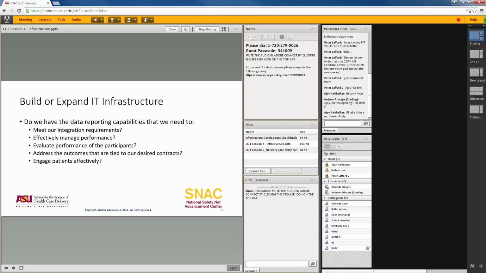And how do you do that? Well, mostly through the use of some type of IT infrastructure. There's, again, no one-size-fits-all IT infrastructure that supports all networks, but I'll talk a little bit about some of the trends that we've seen that have been critically important to supporting many of the networks that have been successful.